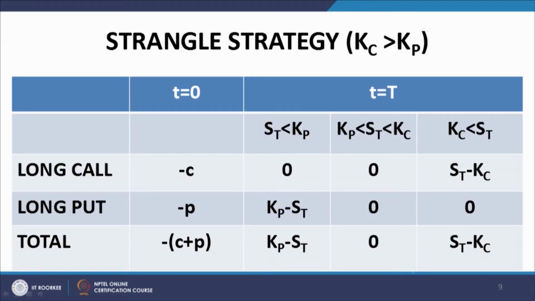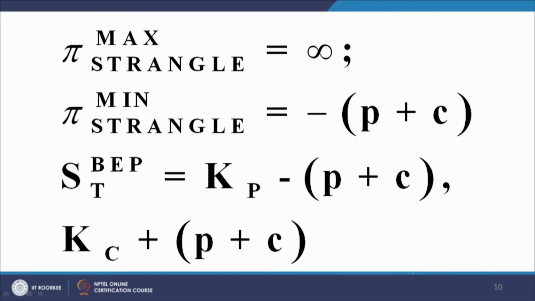This is the tabular form of the payoffs from the strangle strategy, where K_C is greater than K_P, and these are the salient features. The profit is unbounded, as you also saw from the diagram. The loss is equal to the cost of creating the strategy, that is the aggregate of the put option premium and the call option premium, and the break even points are equal to K_P minus P minus C and K_C plus P plus C.